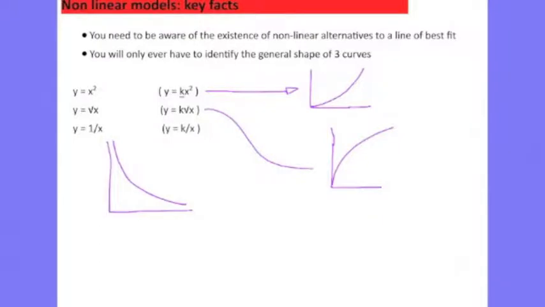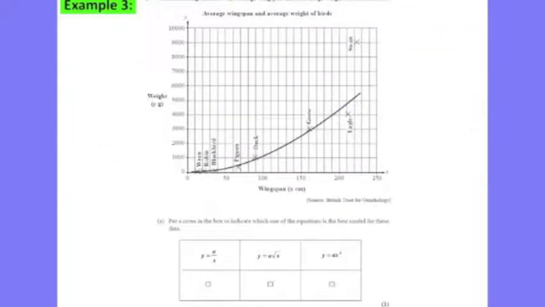The question will look something like this. You're given the scatter graph here, and you're asked to put a cross to indicate which one of the equations is the best model for this data. So looking here at the shape, the answer is here. Y equals a, which just is the constant, x squared.